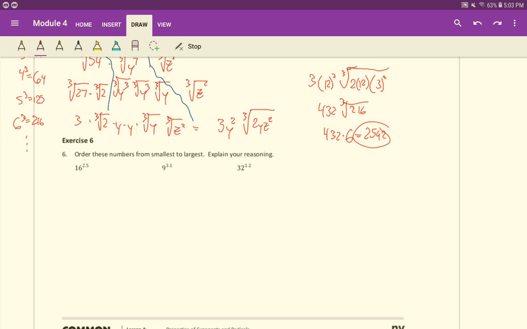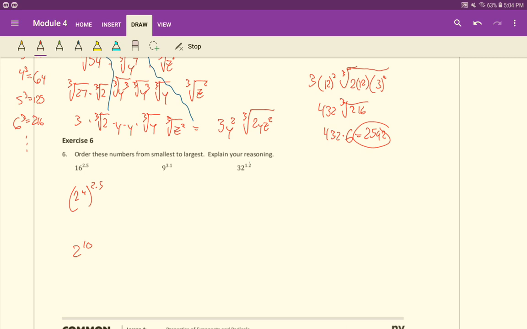So some things to help us compare. I see that 16 and 32, for example, are both powers of 2. So I could rewrite 16 as 2 to the 4th to the 2.5 power, which is then a power to a power, so we can multiply those two. And 4 times 2.5 is going to be 10. So this is 2 to the 10th.